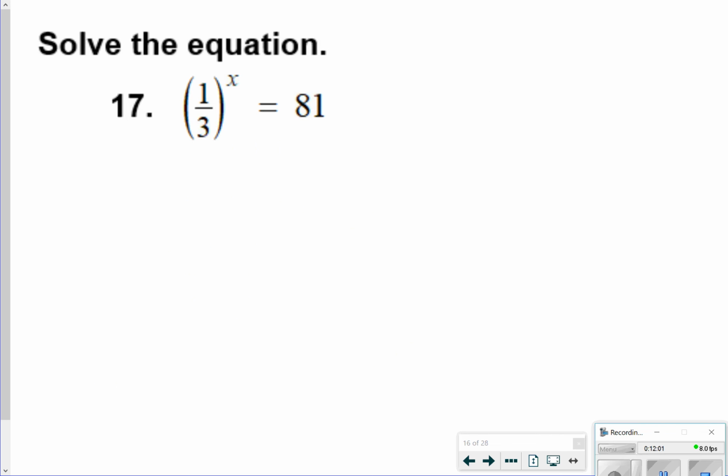For number 17, we're just solving. So just remember too, we want the bases to be the same and the exponents to be the same. One way we can do that is make them both have a base of 3. So if we want to have a base of 3, we need to go ahead and change them. I know 81 can simply be made into 3 to the 4th power, but this one over here might take a little bit of thinking.